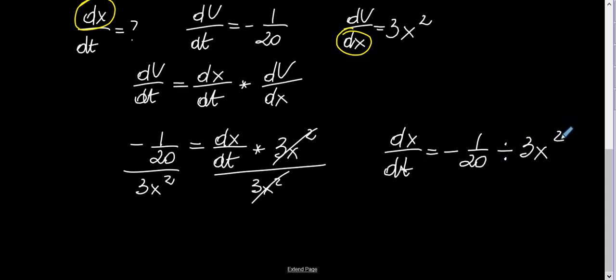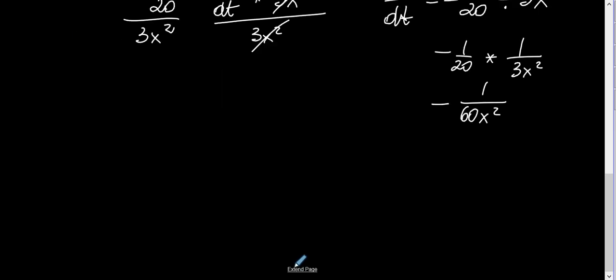We can work that a little bit. We don't have to, but we can if you want to. And I will show you how to work that. If I have a division with a fraction, what do I do? I multiply and turn the second one upside down. So that means that my derivative is minus 1 multiplied by 1, that's 1, 20 multiplied by 3, that's 60, x to the power of 2. That's my derivative. So my dx dt derivative is minus 1 over 60x squared.